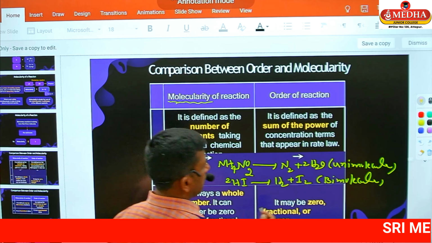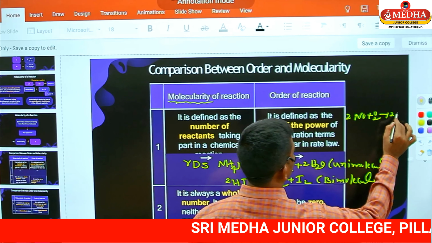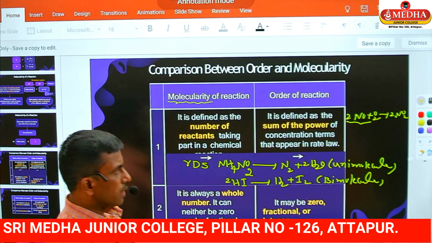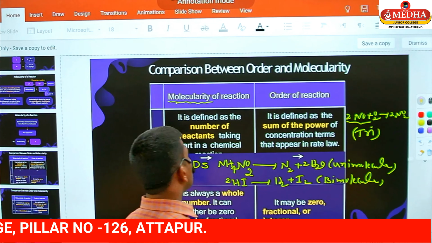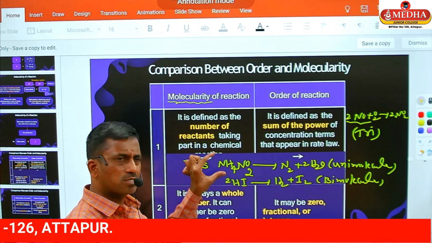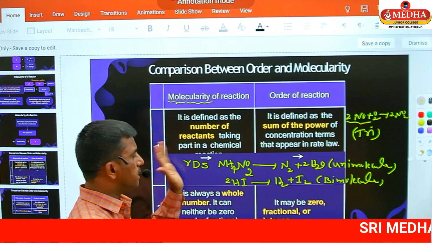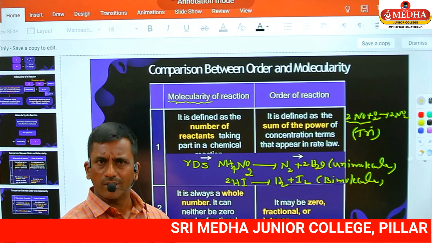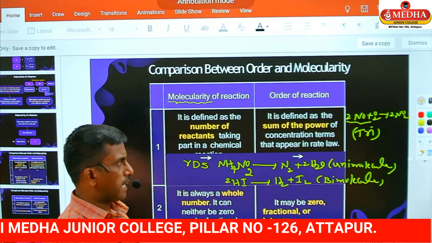Now what is trimolecular? 2NO plus O2 gives 2NO2. Here 3 molecules are involved, so this is called a trimolecular reaction. So molecularity means the number of atoms, ions or molecules participating in the rate determining step of the reaction. Molecularity has different types: unimolecular, bimolecular and trimolecular reactions.